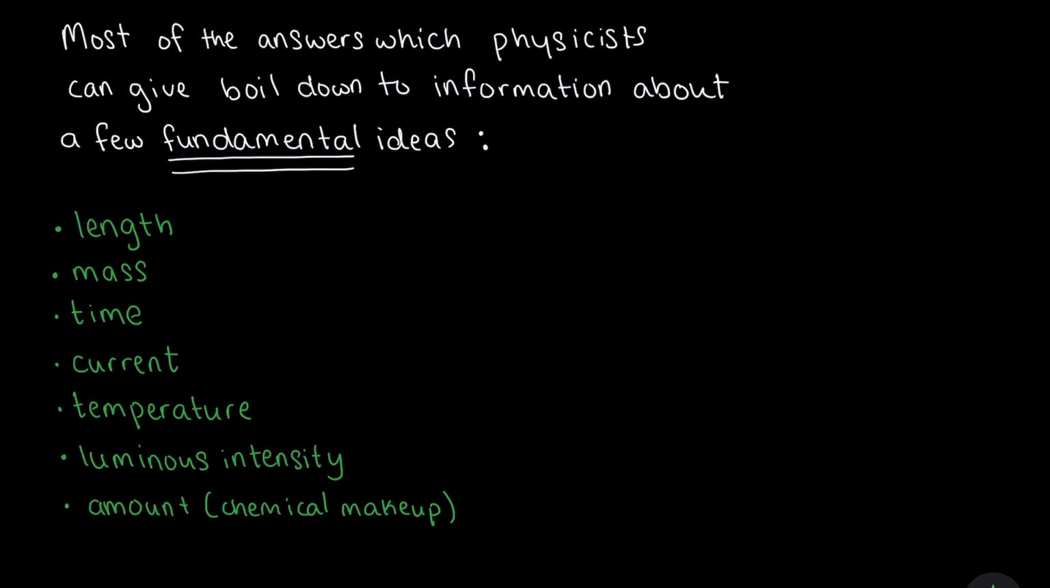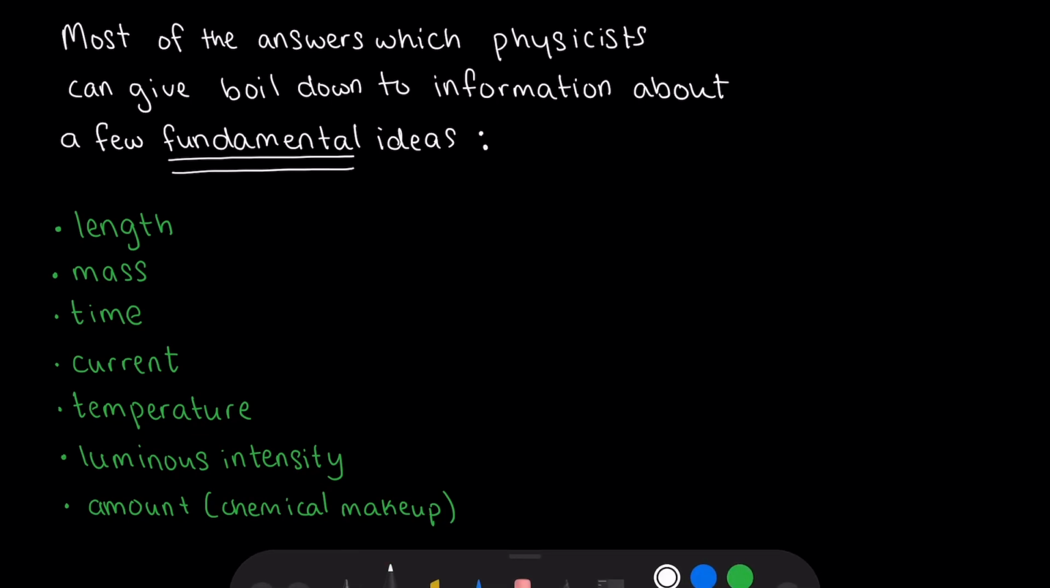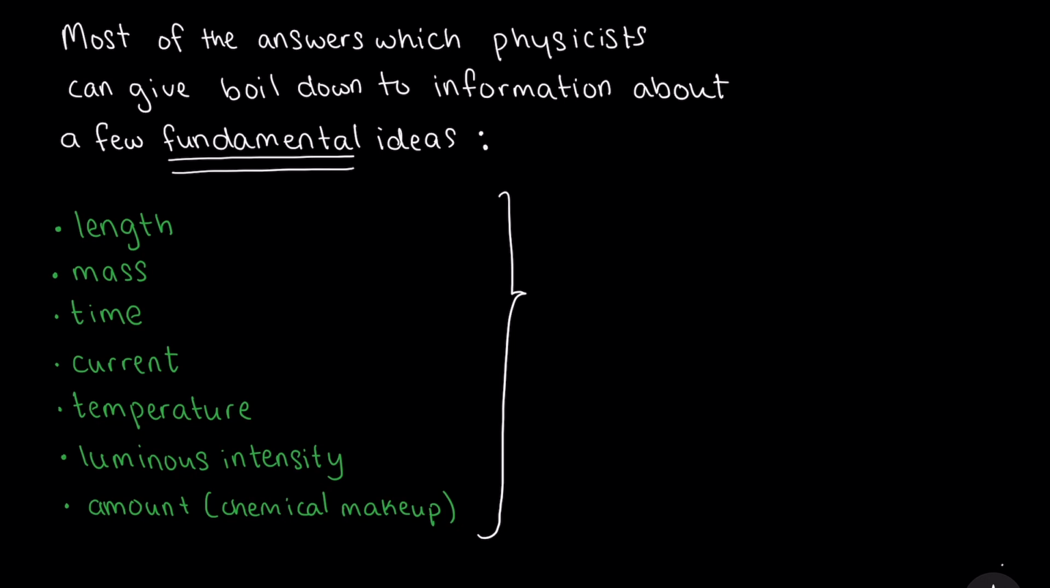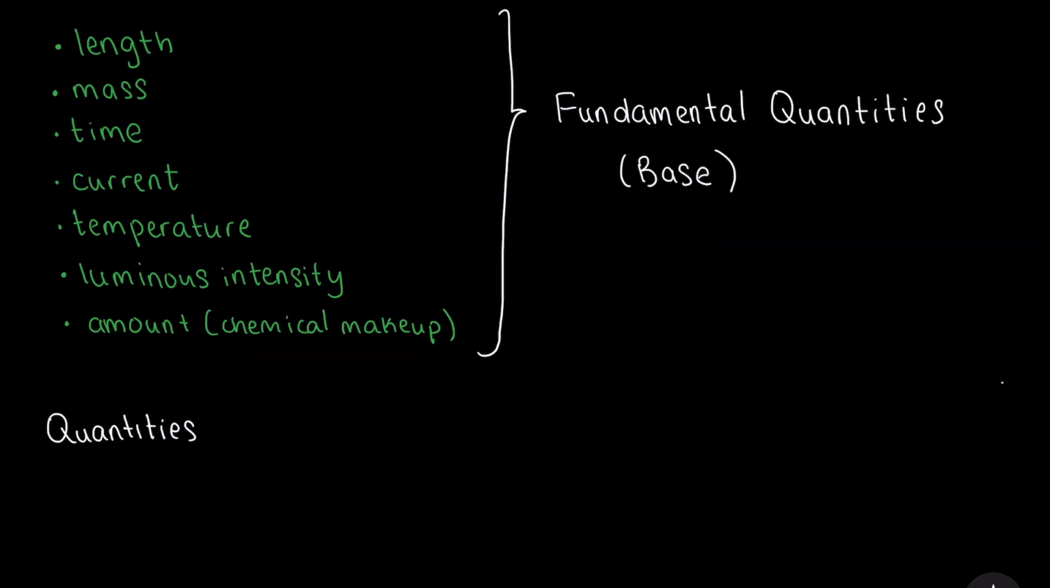But these are the 7 most basic ideas that we can use to allow them to interact with each other, allow them to define objects in our world, allow them to tell us at a higher level. So when we start thinking about energy and matter, what is going on in the world around us. So again, these are called our fundamental quantities, or as you might see sometimes, base quantities.